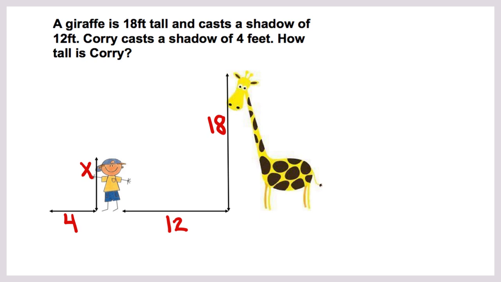I love the pictures because if you visualize it, the 18 falls on top of the 12, the X falls on top of the 4, and now we have it cross multiplying again. X over 4, 18 over 12, and we are back to exactly what we've been doing in all the other previous problems.